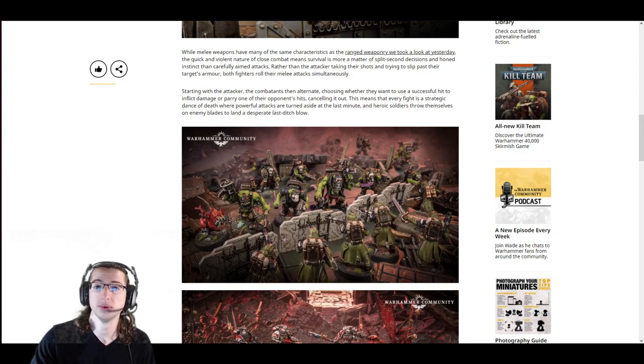But it sounds cool. It sounds a lot more engaging for both players in melee combat because you're literally rolling your dice at the same time, right? So your defense dice don't count for anything in close combat. Your save characteristic counts for nothing in close combat. It just comes down to your model's melee prowess, basically, how many dice they get to roll in melee combat.